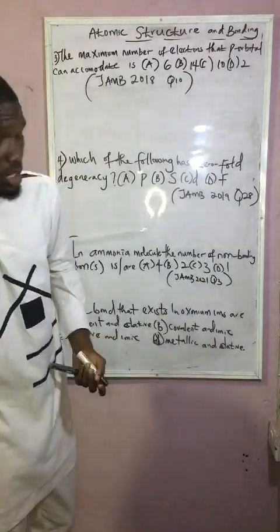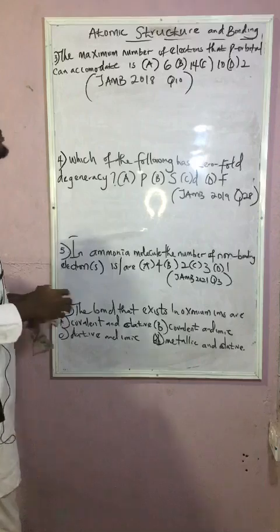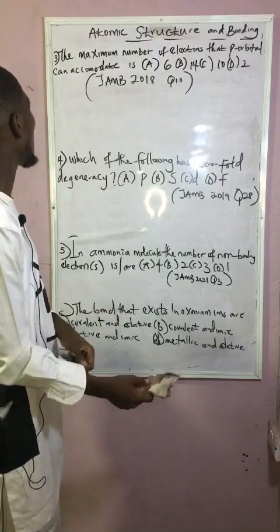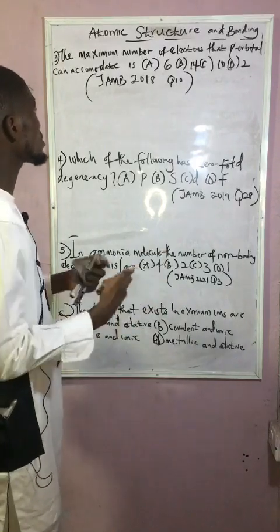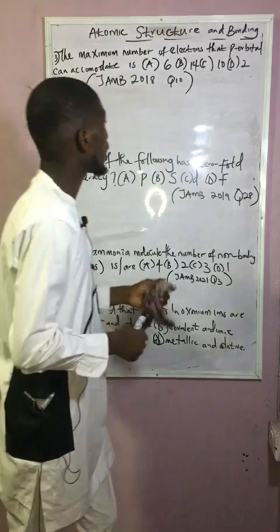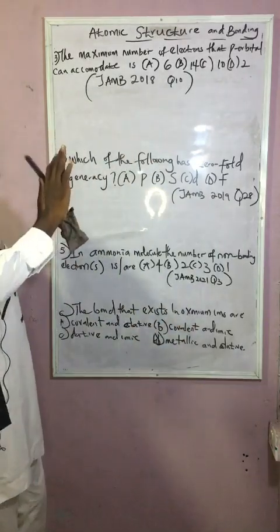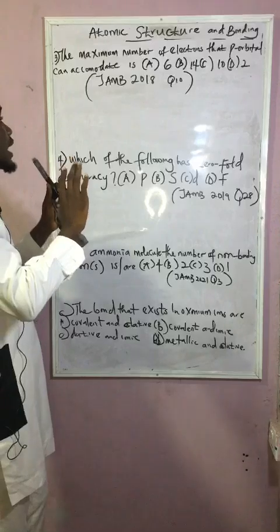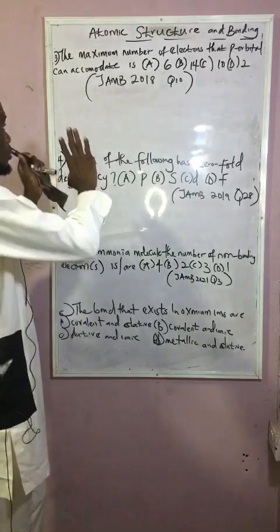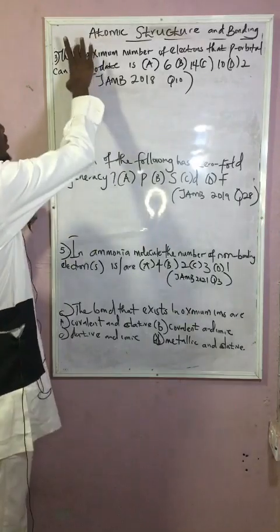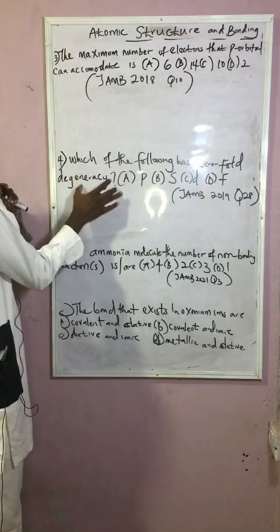Guys, let's go, class. They said the maximum number of electrons that a p orbital can accommodate is A, 6, B, 14, C, 10, D. So class, when we look at this maximum number of electrons, the only thing I can easily tell you, guys, is that, look at this. I'll relate this question here to what we have here.